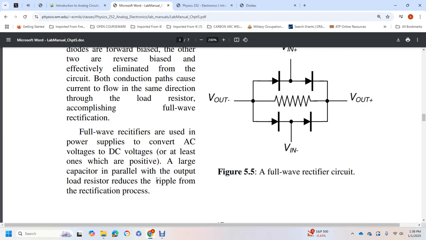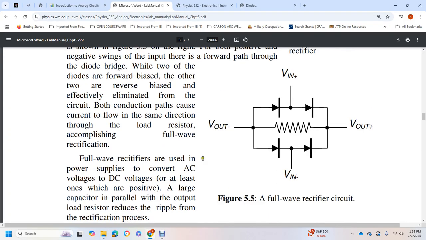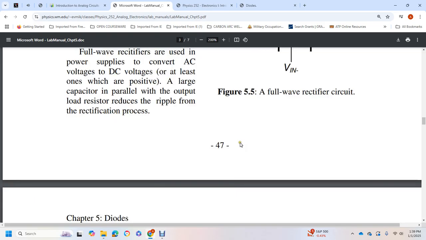A large capacitor in parallel with the output load resistor reduces the ripple from the rectification process. Figure 5.6 shows a full wave rectifier circuit, with the voltage output, the voltage input, and the resistor in the middle.